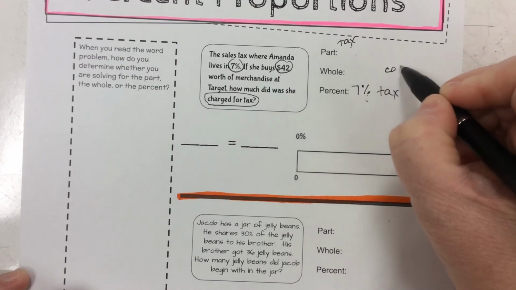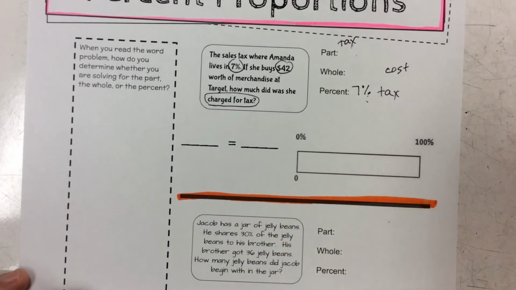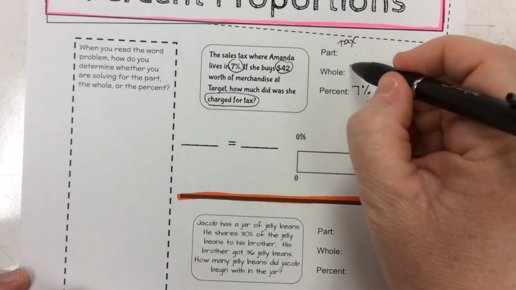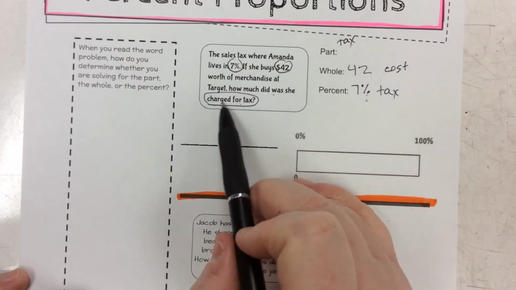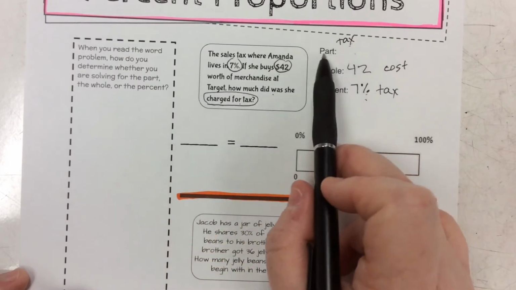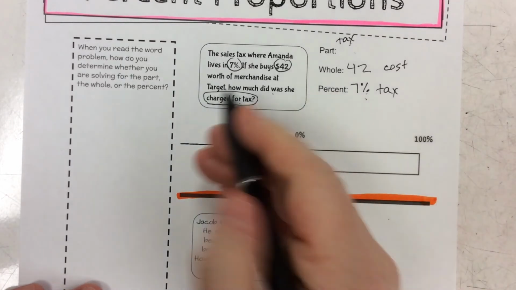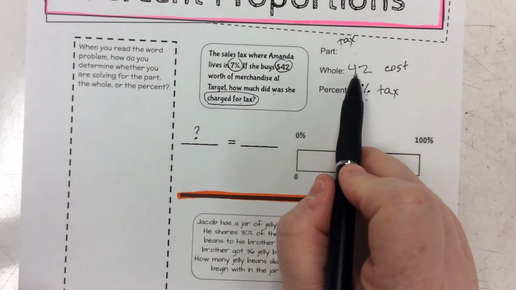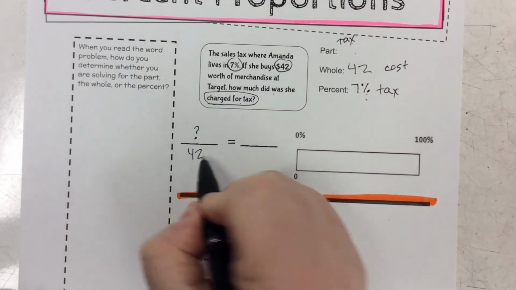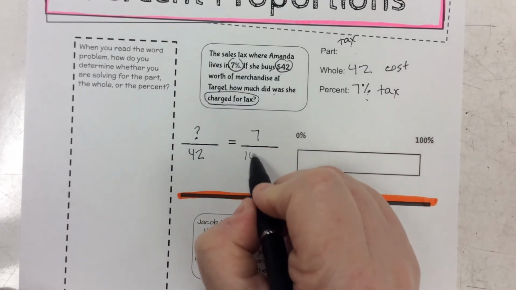Now, 42. Was her tax $42 or was her total $42? That was the total, because it's asking how much was the tax. So that question tells me that the part is the tax, and that I'm trying to find the part. Part over whole, so my whole was a 42. My percent was a 7, and my whole is 100.